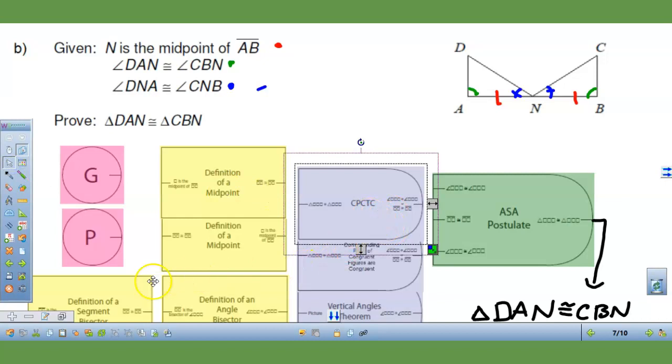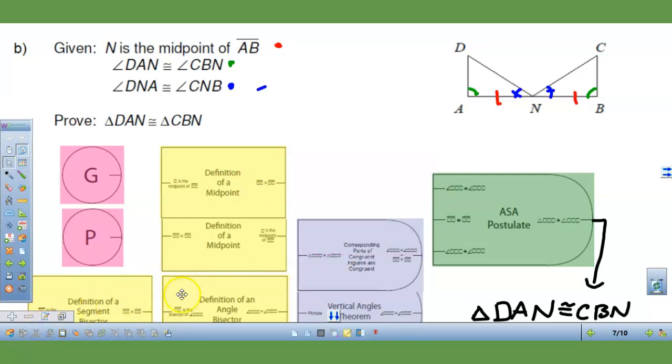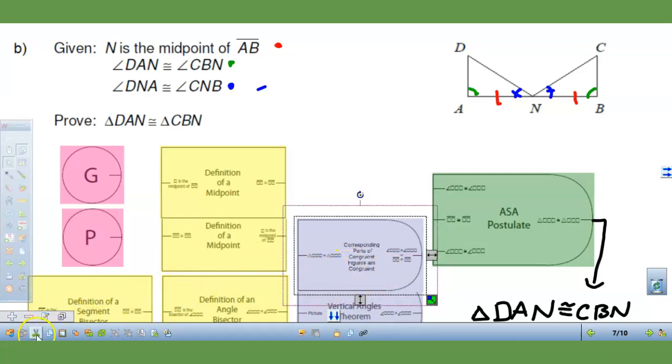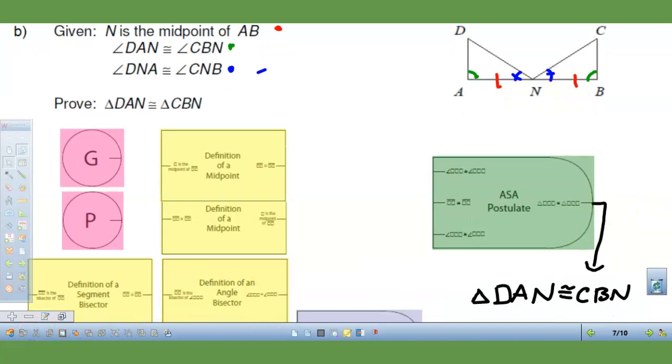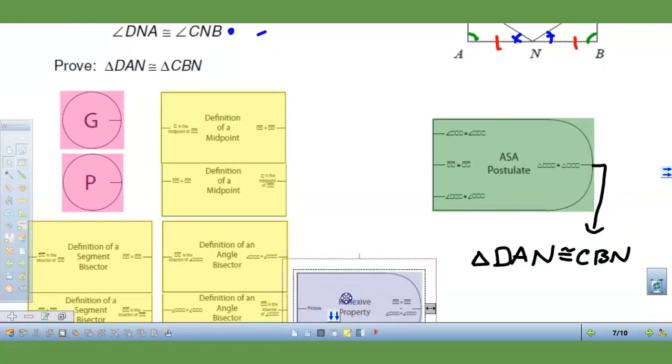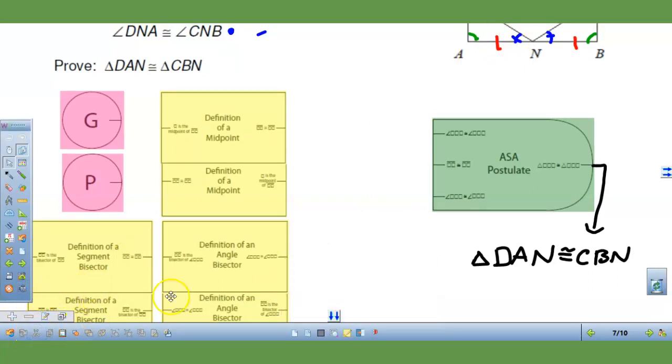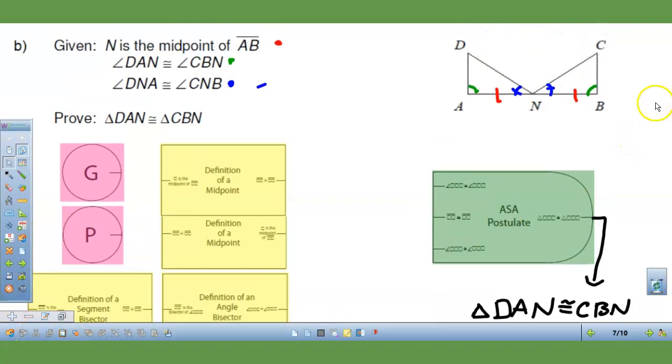Some of these we have not talked about yet, so don't worry about the ones we have not done. We'll use them soon enough. We did touch on the corresponding parts of congruent triangles, of course. We have seen vertical angles, right? But I don't need these because I already have my graph marked up, and we didn't use vertical angles and we didn't use reflexives. Only thing I really need to do is figure out this one.